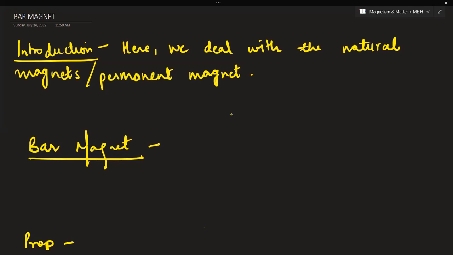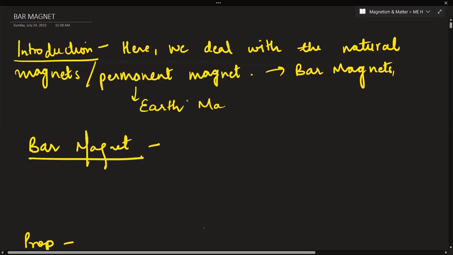So the introduction is what? We deal with natural magnets or permanent magnets. Natural magnets include bar magnets and horseshoe magnets, which are constructed. Permanent magnet also means Earth magnetism, one of the examples that can be dealt with. Earth magnetism, we'll be having a separate class for it.